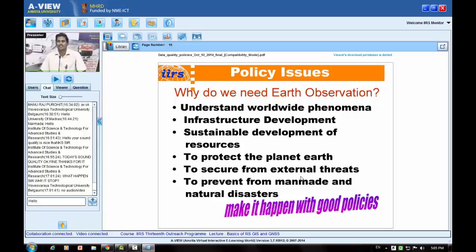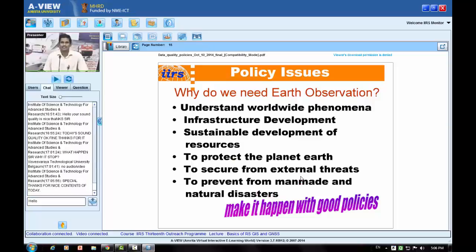And then why do you need this? Earth observation is about understanding worldwide phenomena, infrastructure development, and sustainable development. So whatnot, you can use it for many applications: to protect the planet Earth, to secure it from external threats, and to prevent man-made and natural disasters. It does not always help to prevent them, but at the same time you can mitigate to a certain extent.